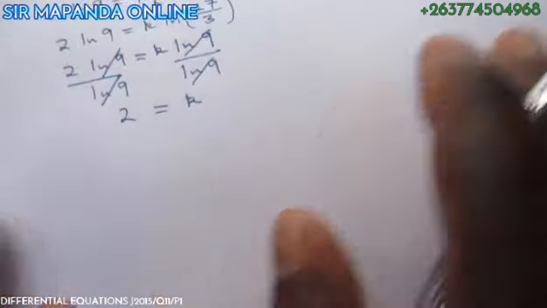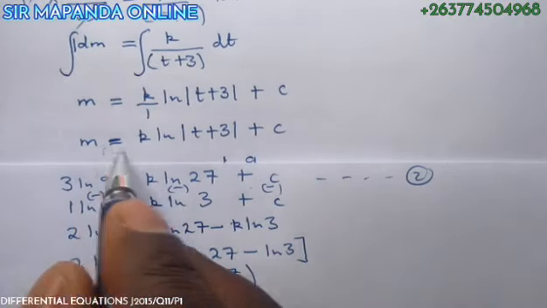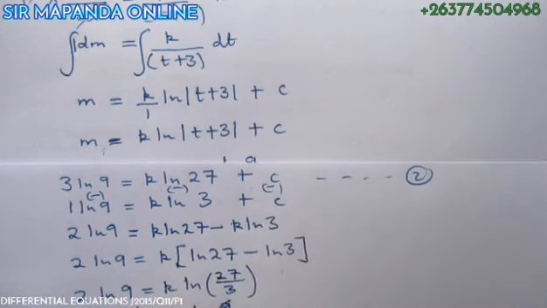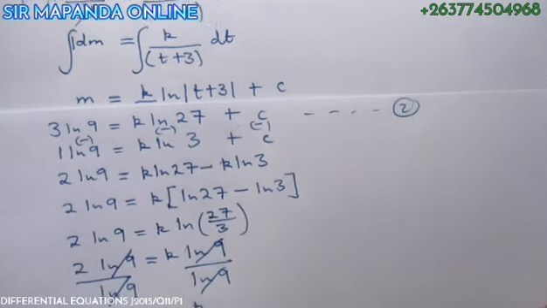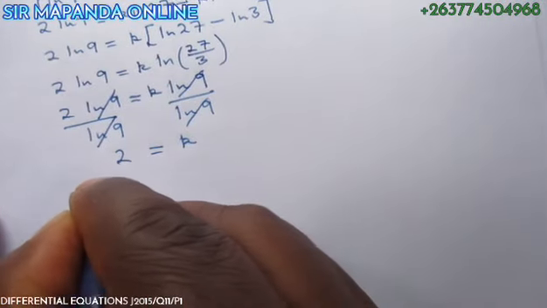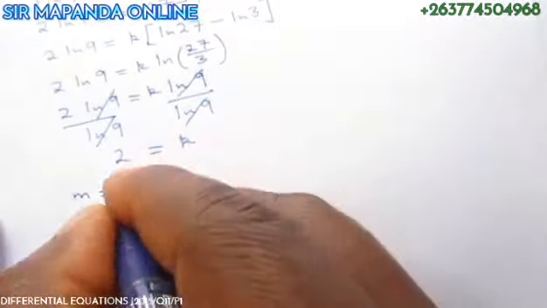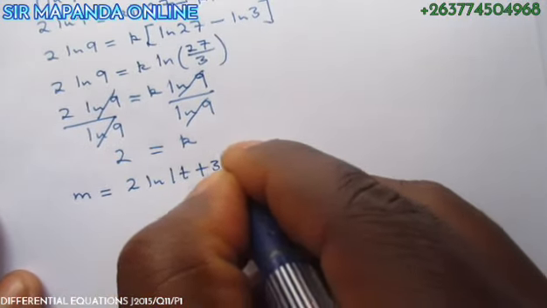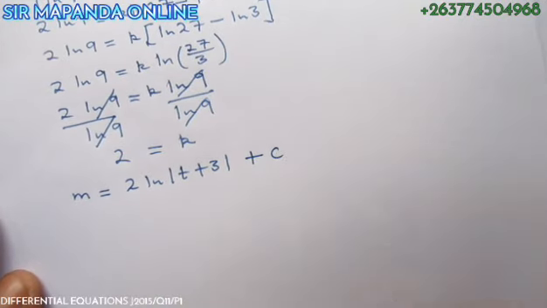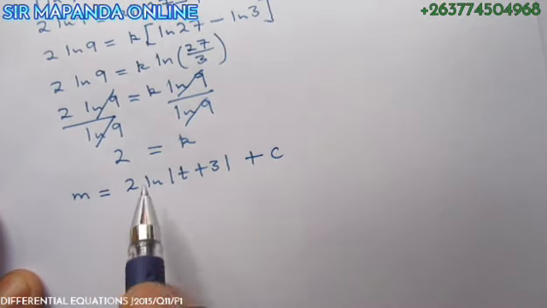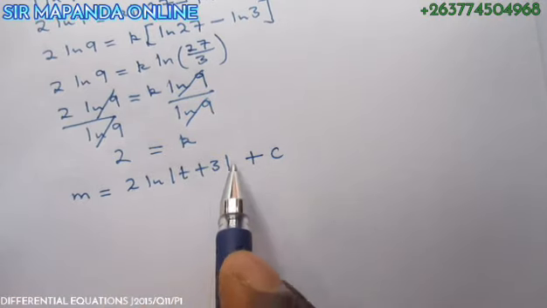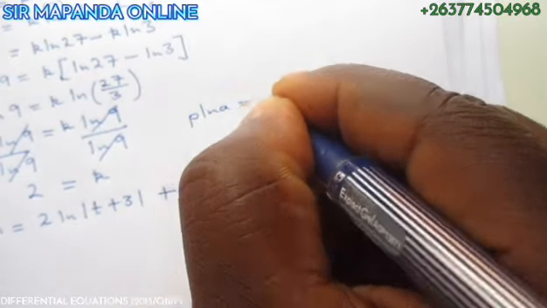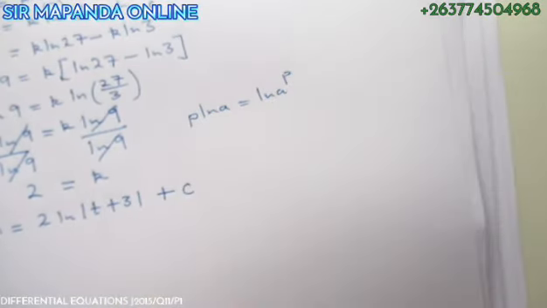Remember, our general solution is m equals k ln modulus t plus 3, plus c. You now write it as m equals 2 ln modulus t plus 3, plus c, something like this. And these can be raised. Remember the laws of logs: p ln a can be written as ln a to the power of p.